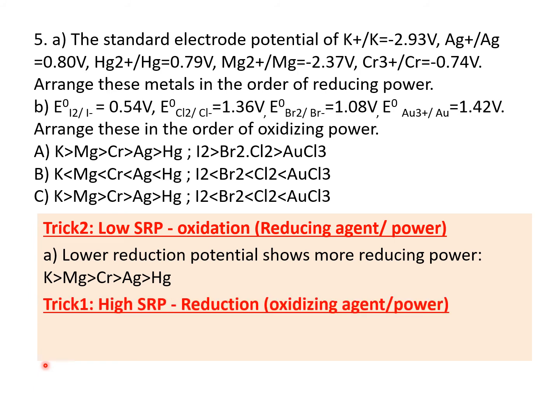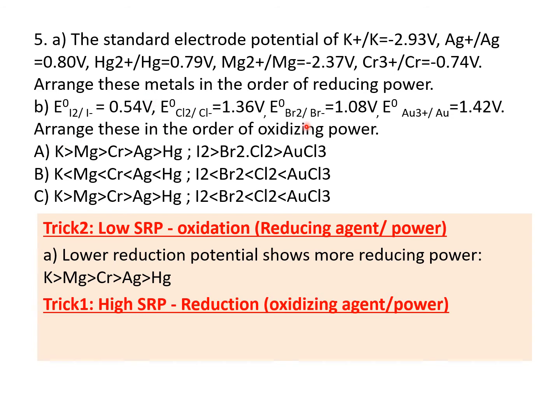The next one, see here, some electrode potentials are given. Arrange these in the order of oxidizing power. Oxidizing power means oxidizing agent. Oxidizing agent is where reduction is happening. If reduction is happening, the electrode potential should be a high standard reduction potential.